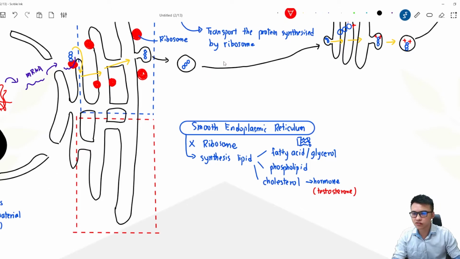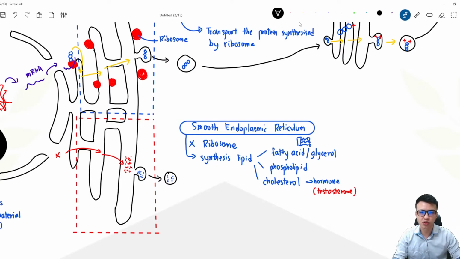Alright, how does the smooth endoplasmic reticulum produce all these lipids? At first, they will have the raw material. And like how the rough endoplasmic reticulum produces protein, this raw material will go through the smooth endoplasmic reticulum, and with the help of the enzymes in the smooth endoplasmic reticulum, it will bud off from the smooth endoplasmic reticulum, and now the lipid is being produced. It's inside bubbles like this. Okay, so this is how they produce the lipids.